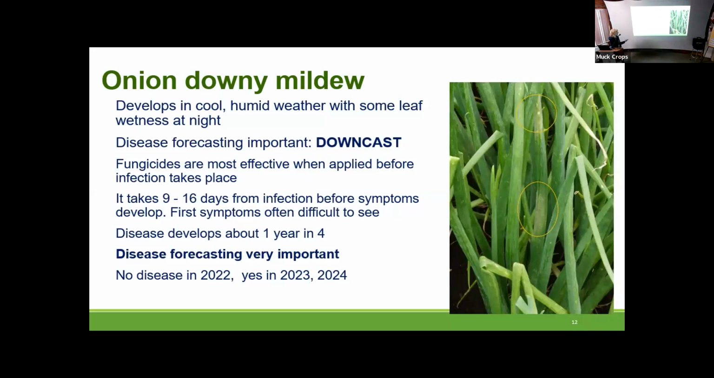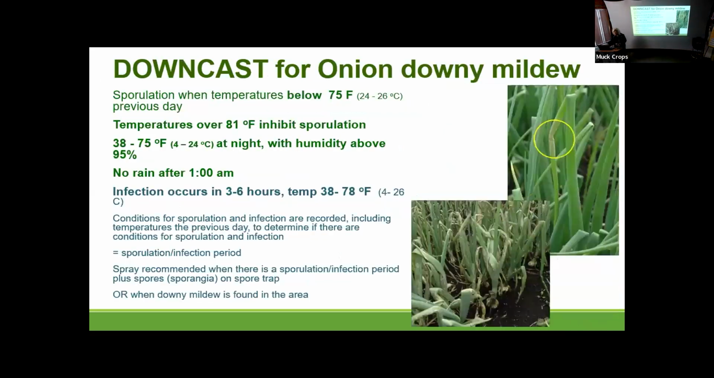And we didn't see any in 2022, but we did have it the past 2 years. So there's been a lot of research on this disease. There's a lot of information about the temperatures, leaf wetness, what the temperatures need to be overnight, how quickly infection can occur, and quite a wide range of temperatures. So these all go into the disease forecasting program.